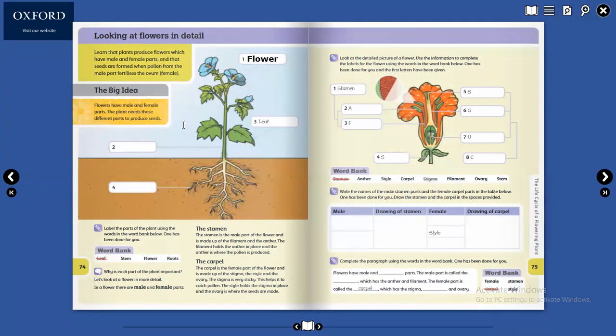Then we have number 2, which is leaf. Number 3, which is stem.